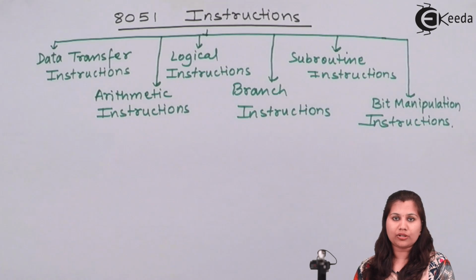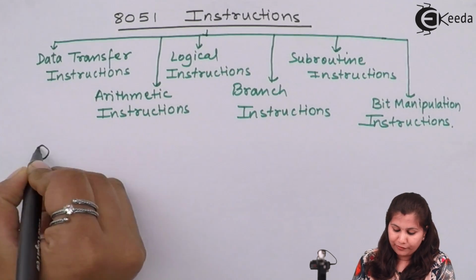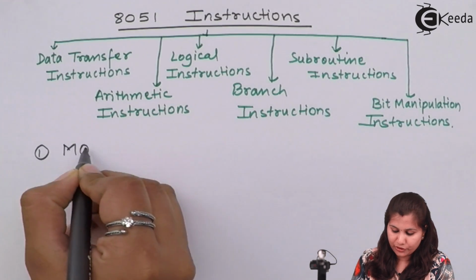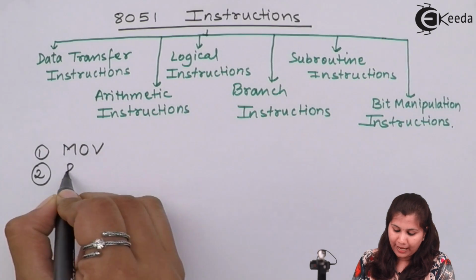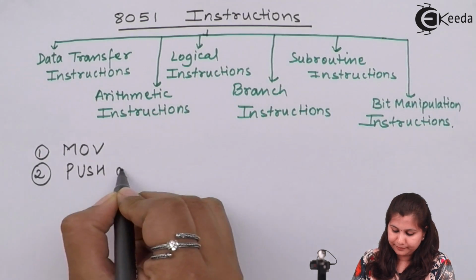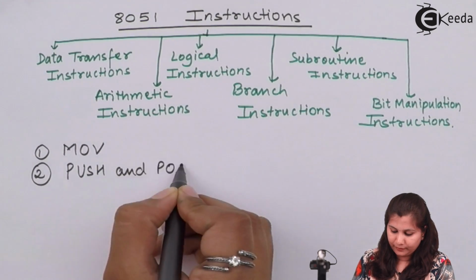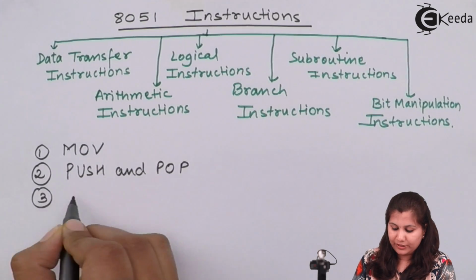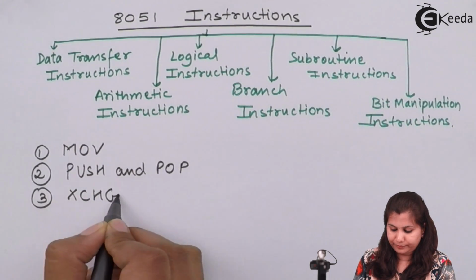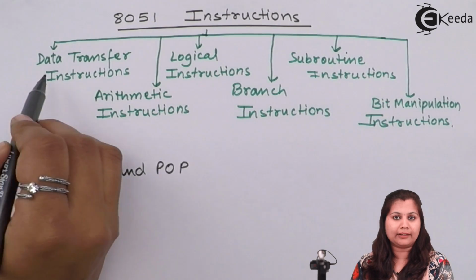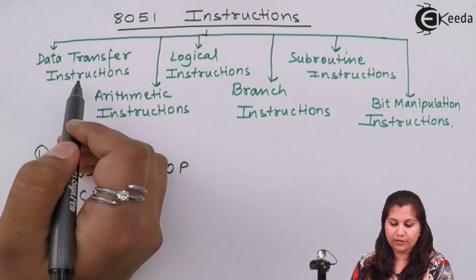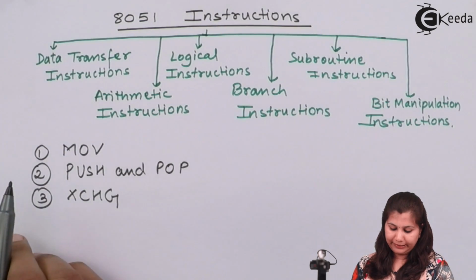Now in the data transfer instructions, we have 3 types of instruction. First is the move instruction. Second, we have push and pop instructions. And third, we have the exchange instruction. So these 3 instructions come under the category of data transfer instructions. Let us study them in detail.